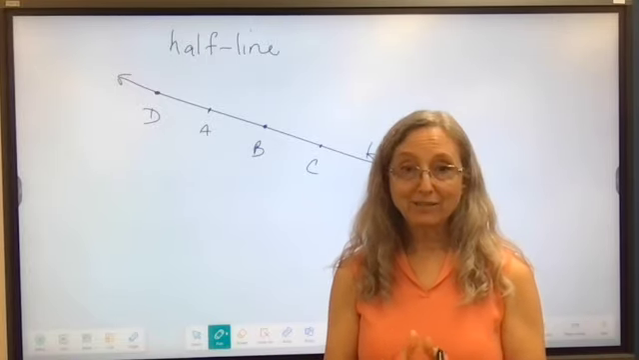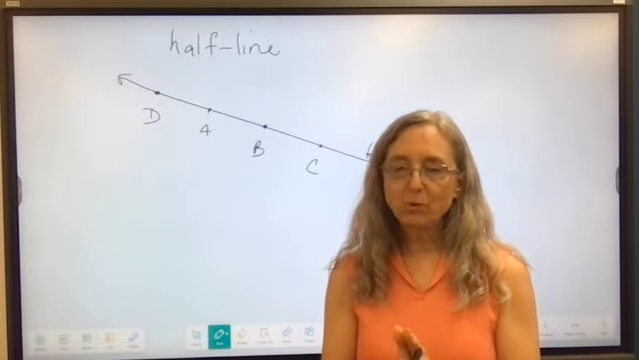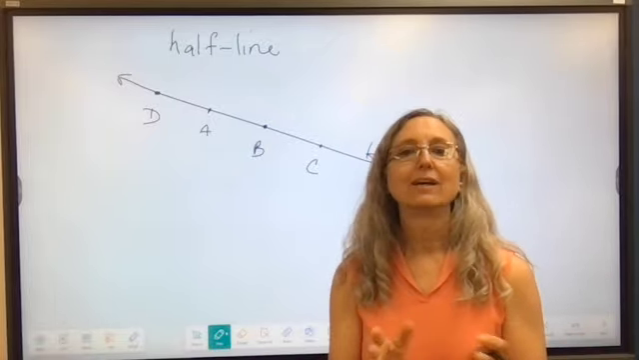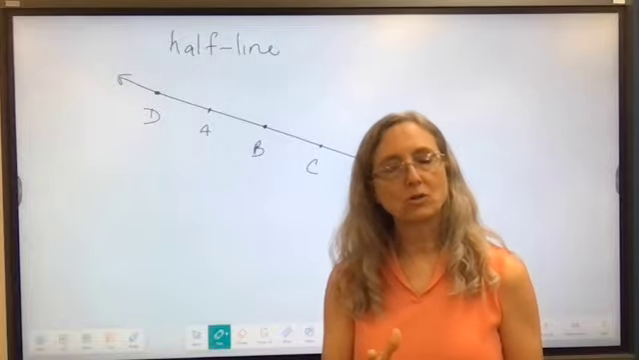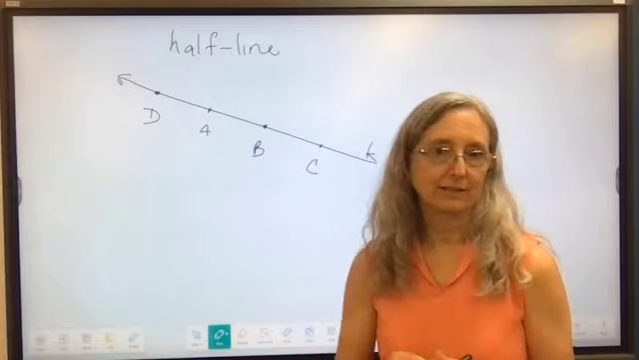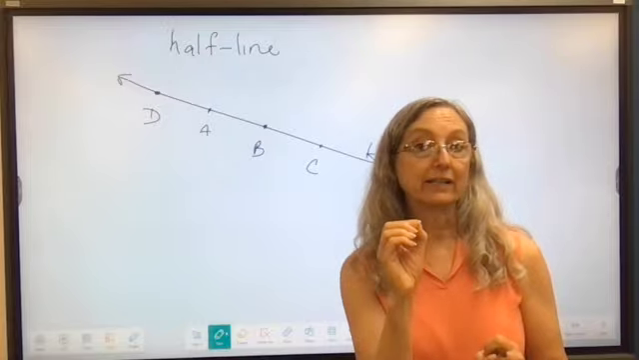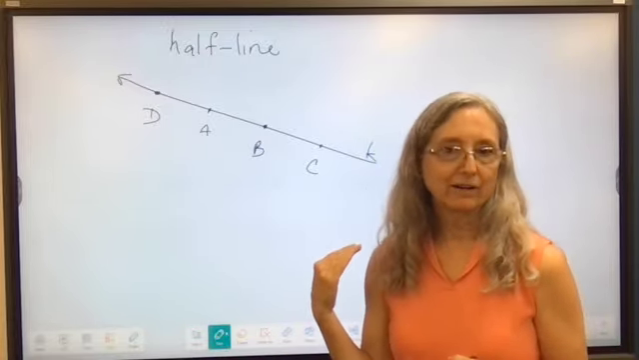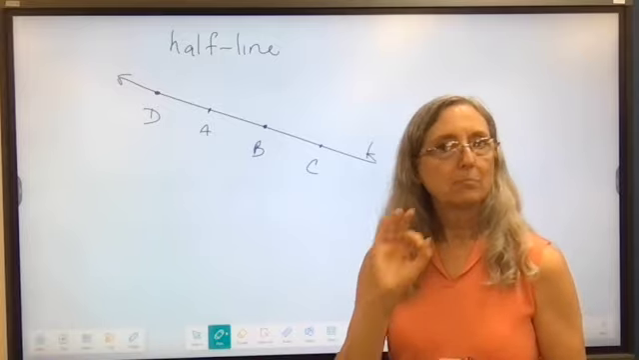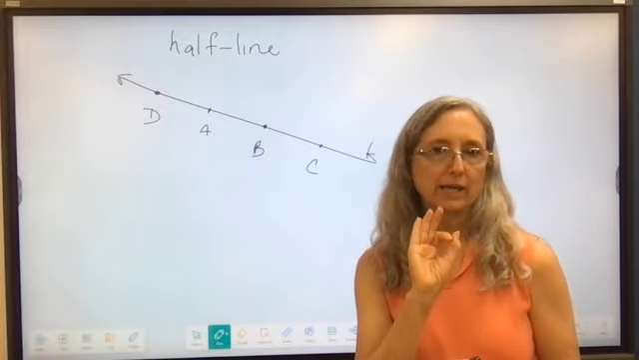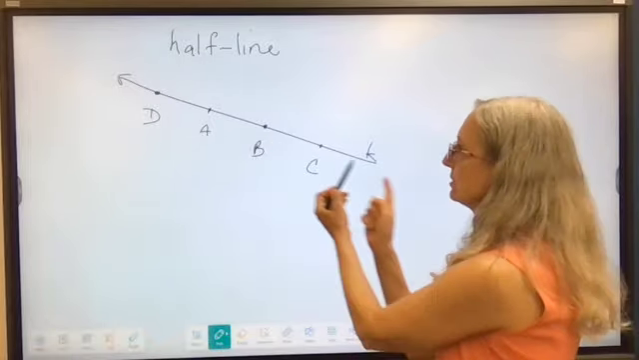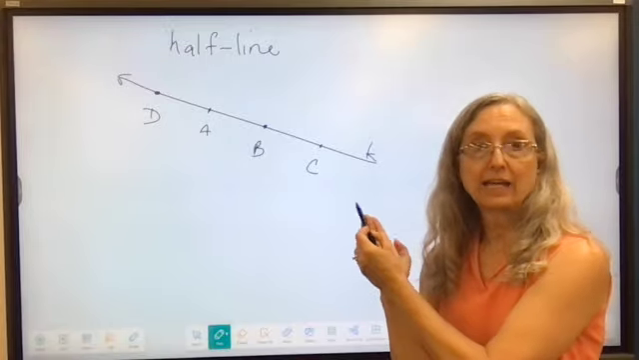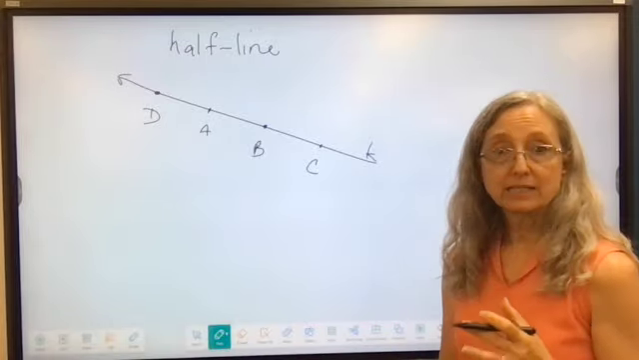Okay, so a half line is all the points on a line that are on one side of a point, but excluding that point. So in other words, if I made point A my dividing point of the line, then all the points on one side of A would be the half line, but you don't count A. So if I want to denote all the points on this side of A as this half line, then I would designate it this way.